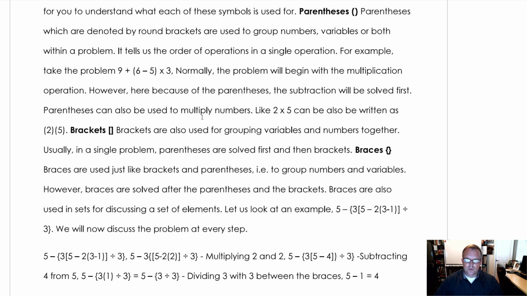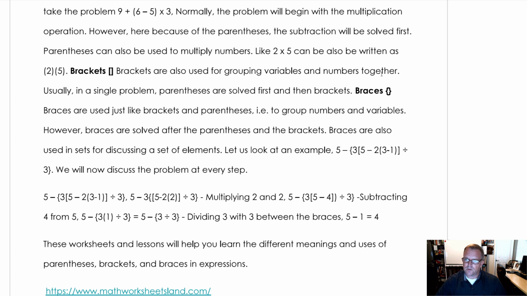Parentheses can also be used to multiply numbers. Like 2 times 5 can also be written as 2 in parentheses with nothing in between, and then another parentheses with a 5 in between. Brackets are also used for grouping variables and numbers together. Usually in a single problem, parentheses are solved first and then brackets.